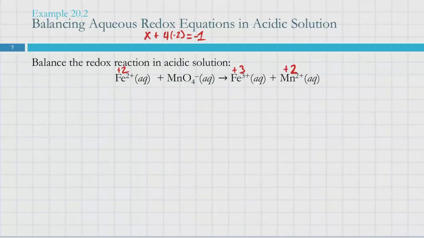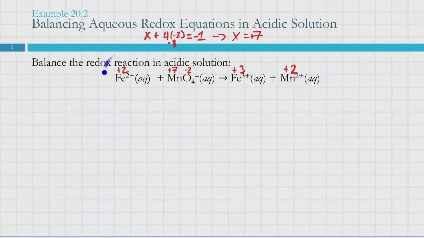And then whatever our manganese is going to be, the X here. So 4 times -2, we've got a -8. X minus 8 equals -1. If we add 8 to both sides, X equals +7. So our manganese gets +7. The oxygen has its preferred -2. And then we get to separate them to reduction and oxidation half reactions.